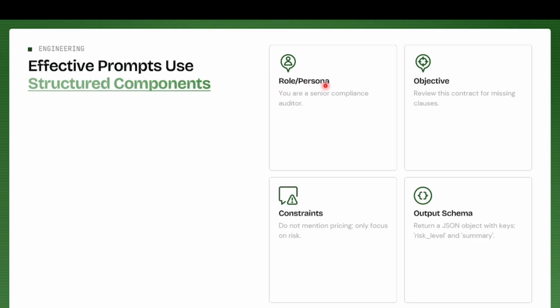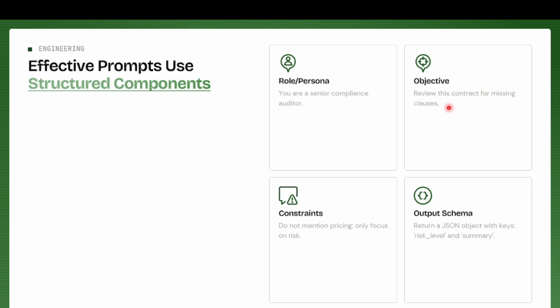So you can give the agent a persona, e.g., you are a senior compliance auditor, you are a supply chain manager or supply chain analyst, you are a procurement manager or procurement analyst, you are a security engineer or IT operation engineer, etc. Those are ways of defining persona. Then the next thing you can use for effective prompting is objective. So give the agent an objective: review this contract for missing clauses.